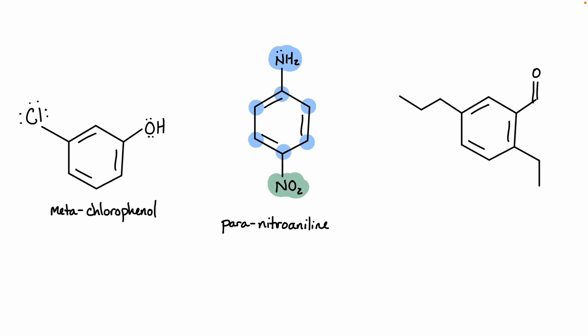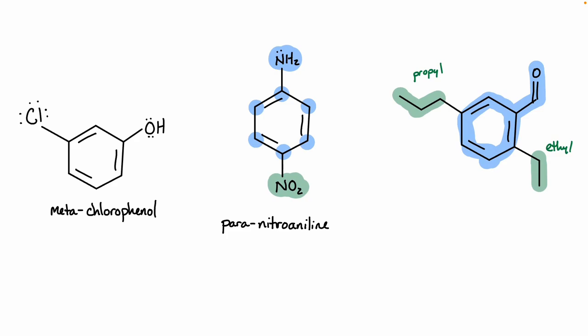Alright, for the last one here again, I'm going to find my parent chain. It's going to be this whole thing, my benzene ring plus that aldehyde functional group, my benzaldehyde. I got now these two extra substituents coming off of it. This one's an ethyl group. What do I call the three carbon one? A propyl group. All right, so is this molecule ortho, meta, or para? Yeah, trick question, awesome, right?